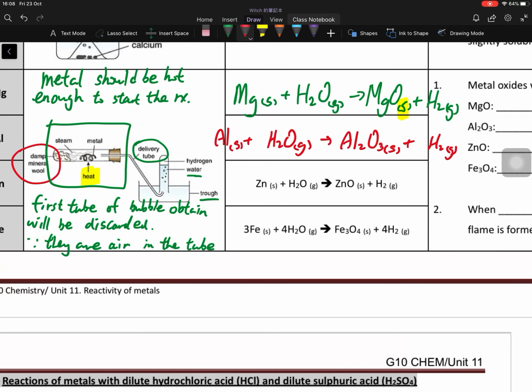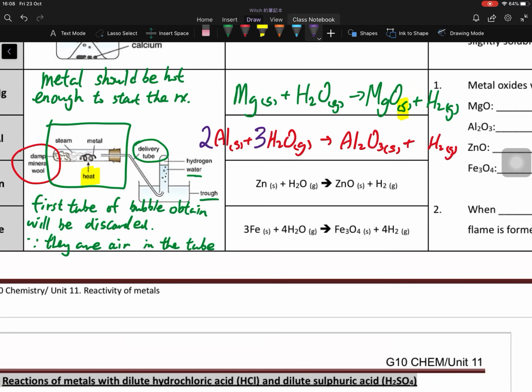Okay, let's balance it. On the right hand side, we have three oxygen. Well, that means we need three water to balance the number of O in the reaction, right? And on the right hand side, we have 2 aluminium. Okay, good. We insert 2 here.